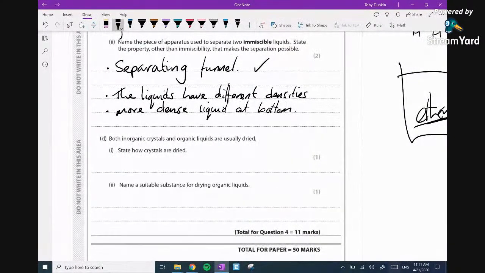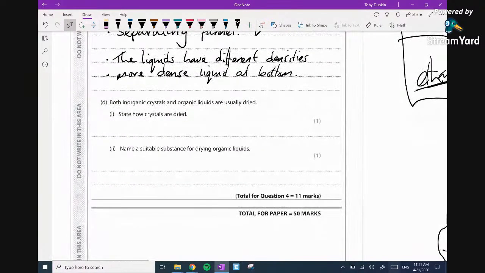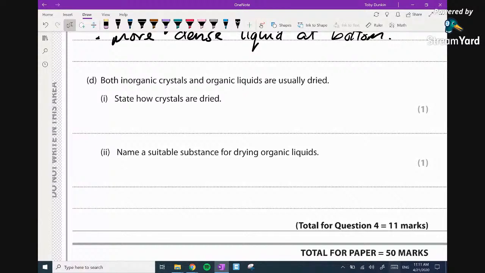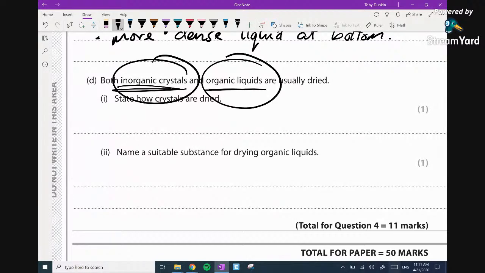Liquids have different densities. Both inorganic crystals and organic liquids are usually dried. State how crystals are dried. Well, that's really stupid. You could use a drying oven. You could use paper towels. You could use a drying agent. Oh, right, that's stupid, you see, because they've lumped inorganic and organic together. Well, if you were going to dry inorganic, you'd use a drying oven. If you were doing an organic liquid, you can't because it's a liquid. Stupid.